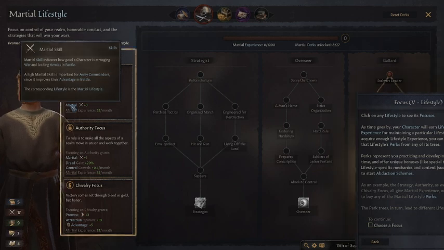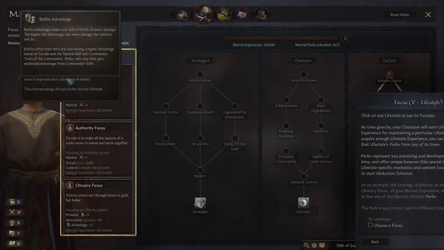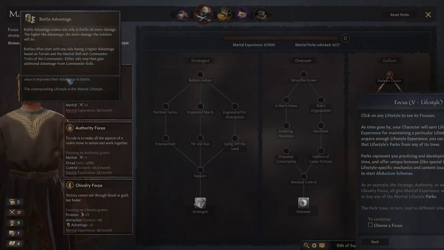Martial skill indicates how good a character is at waging war and leading armies in battle. High martial skill is important for army commanders since it improves their advantage in battle. Battle advantage makes one side in battle do more damage. The higher the advantage, the more damage the soldiers will do. Battles often start with one side having a higher advantage based on terrain and the martial skill and commander traits of the commander. Either side may even gain additional advantage from commander roles.